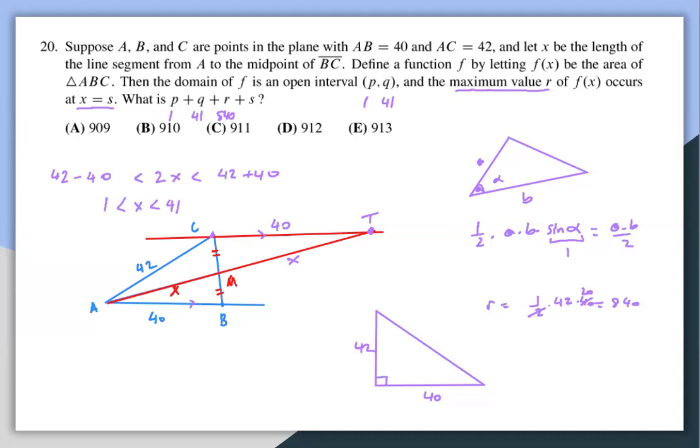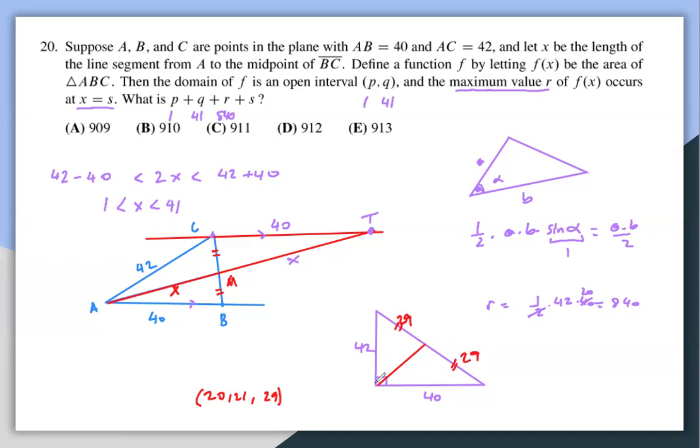So S is the length of the segment when this happens, which is basically we need to know what this red segment is, which is our median. So if you look at the numbers, we have 42 and 40, so we actually have 20, 21, and 29, a Pythagorean triple. That's another triple we need to know. So if you double this, you get this guy as 58. So I can just take half, so that should be 29. And this is also 29.